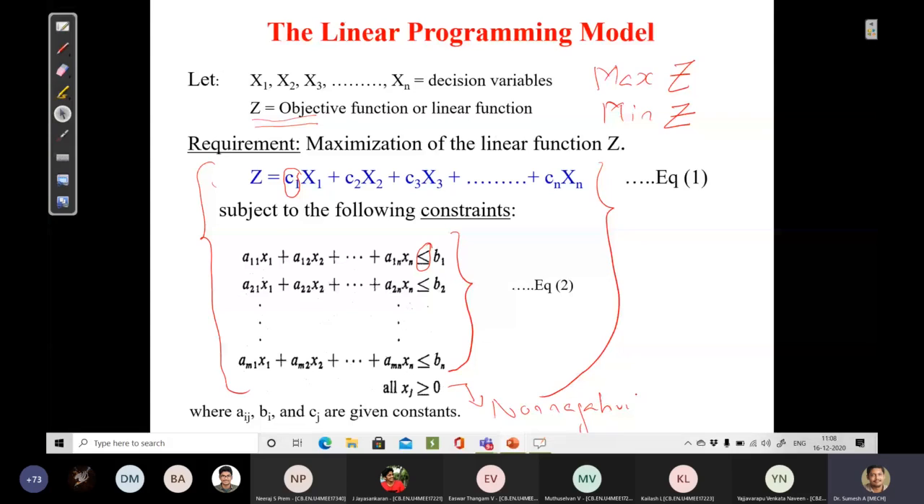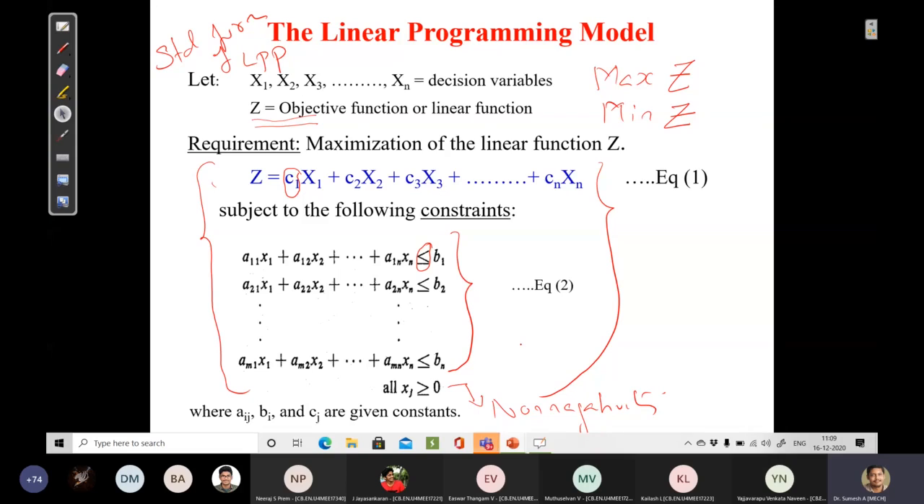Whatever is shown on the table is called the standard form of LPP. Though we have solved the problem, I had not discussed this with you. This is how an LPP formulation normally looks. The first step, you have to identify the decision variables. Then you have to write your objective function. Then subject to the constraints, you have to write them. And finally, you have to add the non-negativity constraints. This is how the standard representation of an LPP looks.